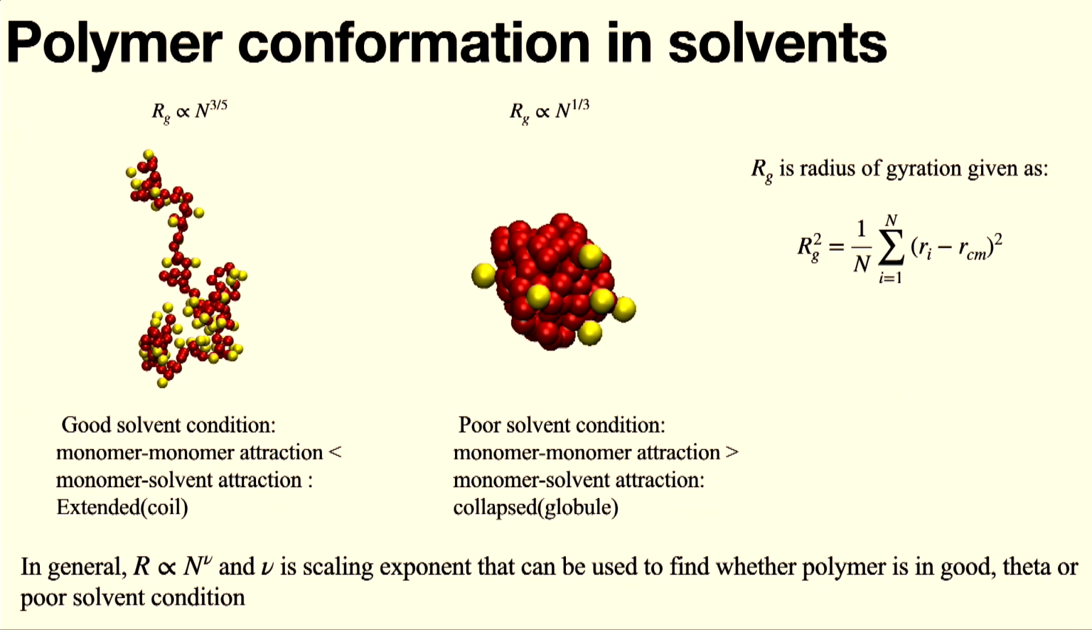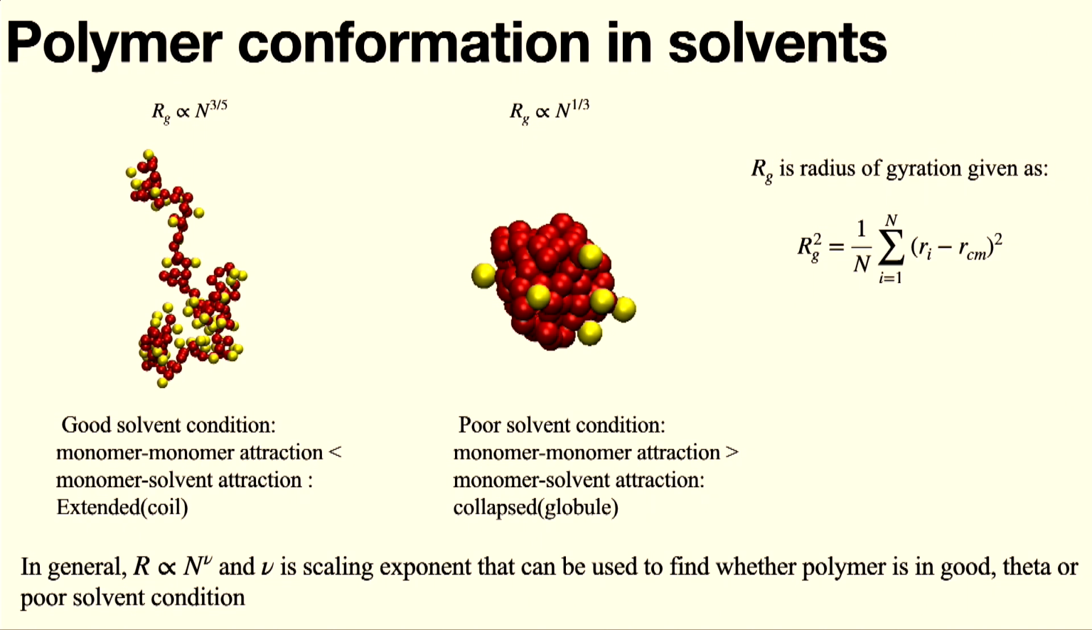On the other hand, the poor solvent condition is when the monomer attraction is higher than the monomer-solvent attraction, and the chain doesn't want to be in contact with the solvent, and hence forms a collapsed form that we also call a globule, and the extended form is known as a coil structure.